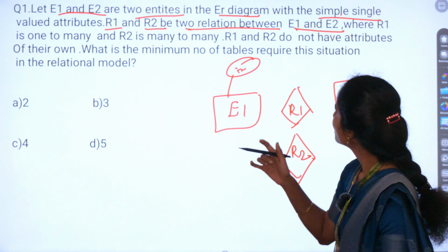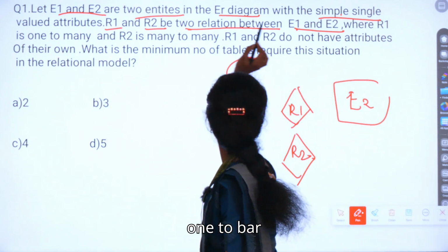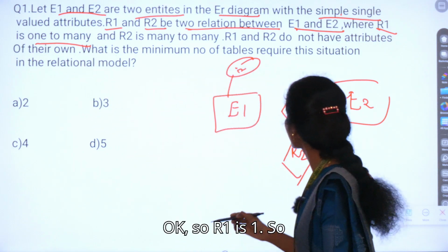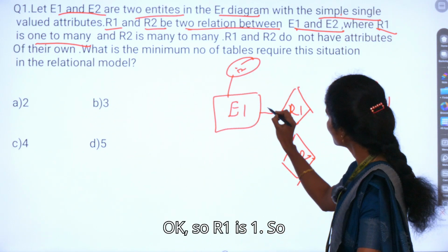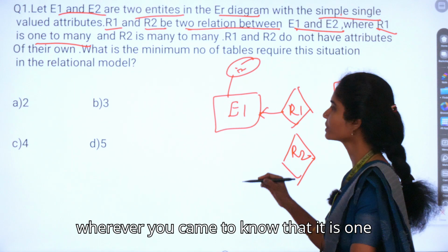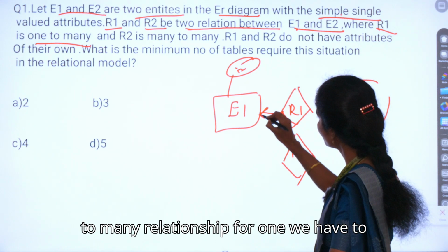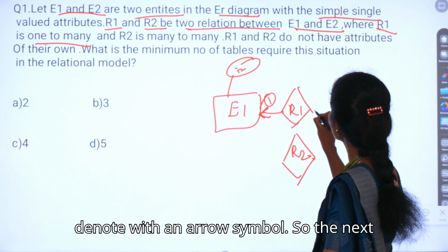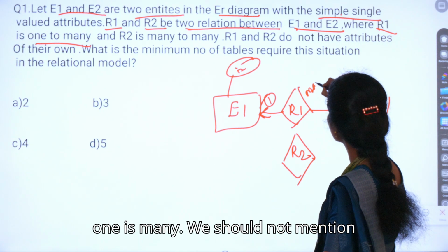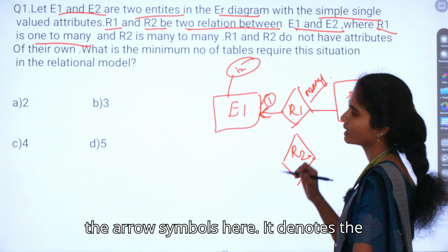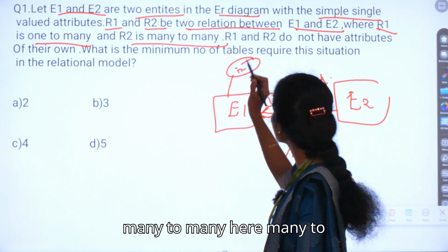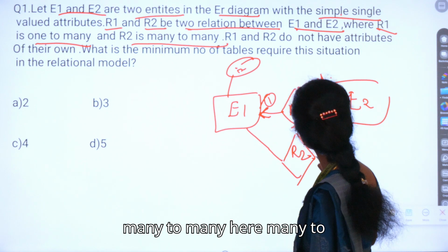The next one, where R1 is 1 to many. So wherever you come to know that it is a 1 to many relationship, for the 1 side we have to denote with an arrow symbol. The many side, we should not mention the arrow symbol. It denotes the many relationship. Then R2 is many to many. Here many to many.